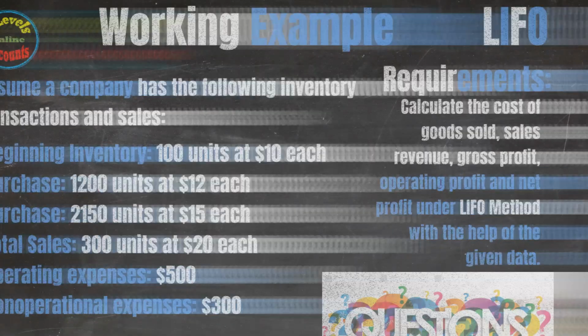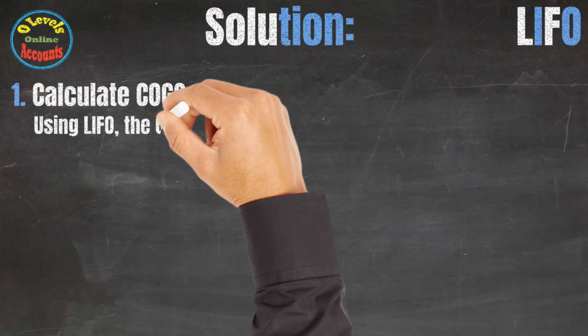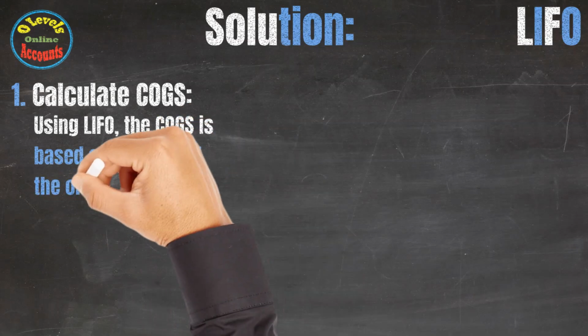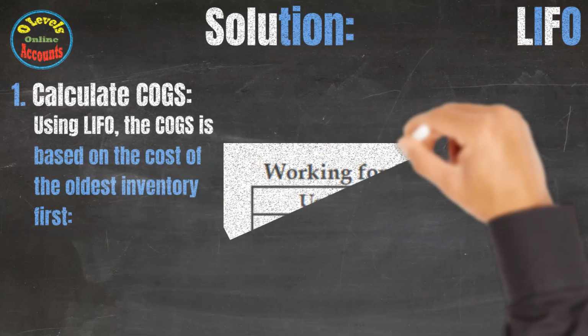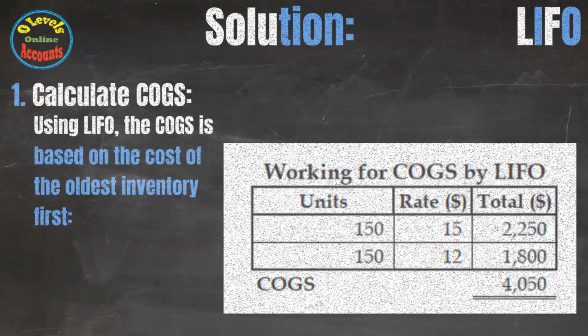Let's move to the solution. To calculate the cost of goods sold using LIFO, the cost of goods sold is based on the cost of the latest inventory first, as per working. The calculated cost of goods sold value is $4,050. Let's move to another solution.